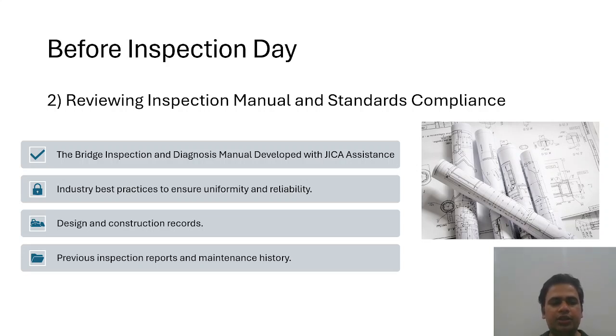The fourth is previous inspection reports and maintenance history. When you open the application, you can see any previous inspection carried out. You need to go through that inspection so that you can read the inspector's notes, the issues which were pointed out last time, and see if the rectification has been done or not. You can also see if there were any damages and how they have progressed by the time of the second inspection you will be conducting.